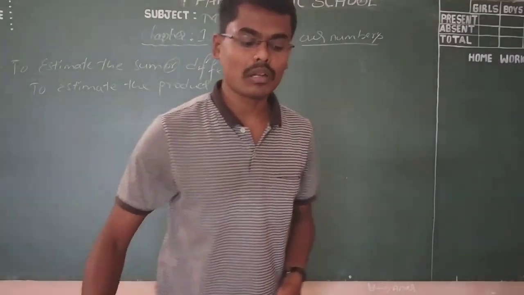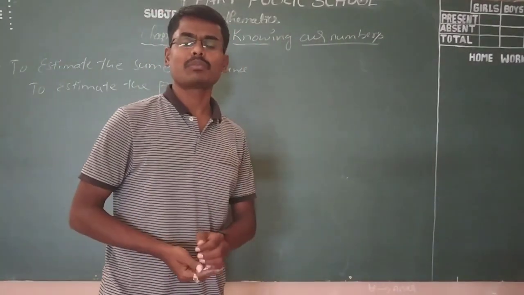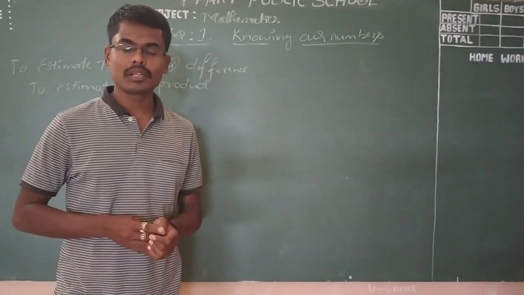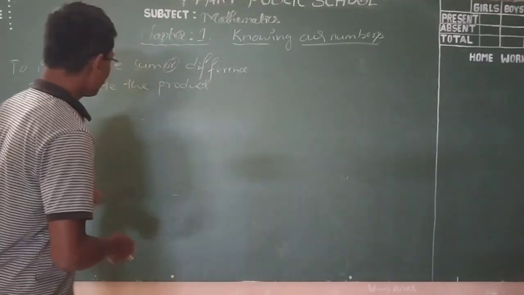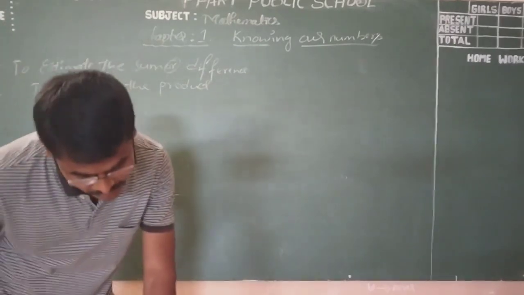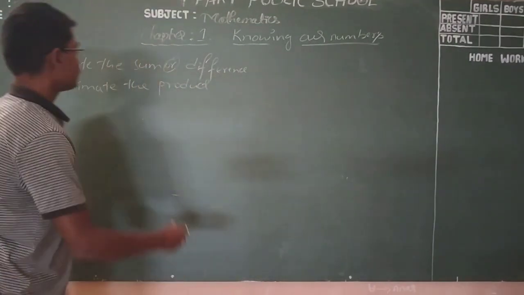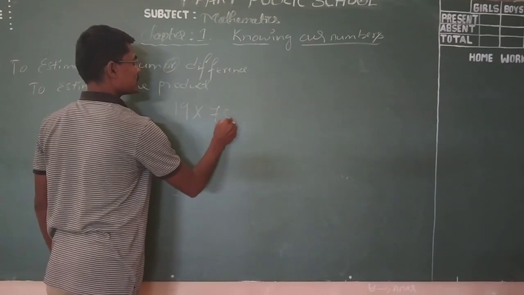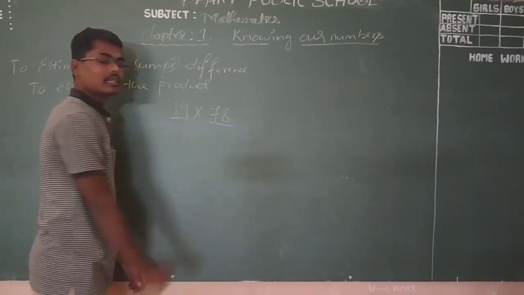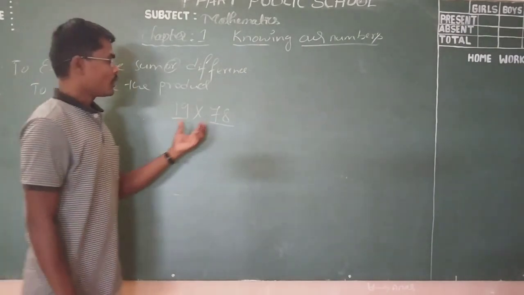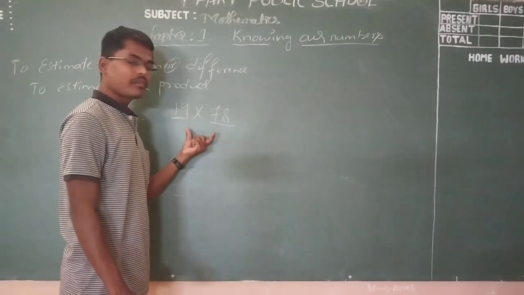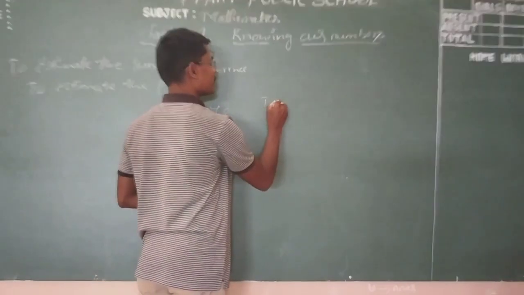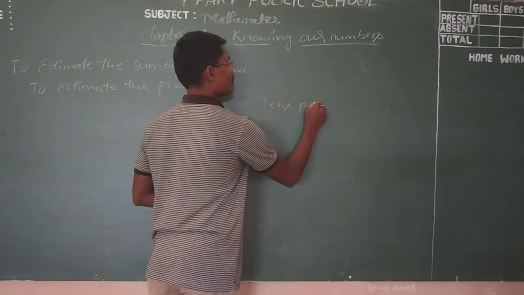Then you know that product, how can we get the product? By the multiplication process. By multiplying any two numbers, what will we get? We will get the product. Now look at what they have given here. They have given numbers like 19 and 78. For these given numbers we can round off to the 10th position.